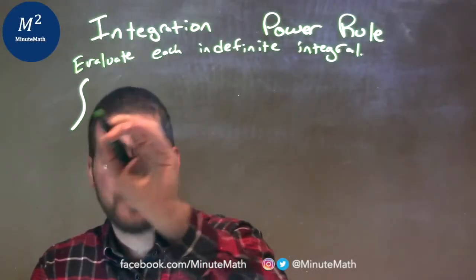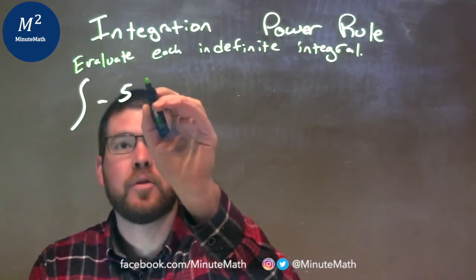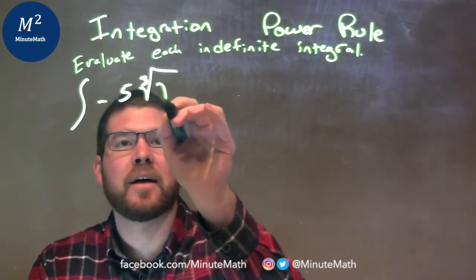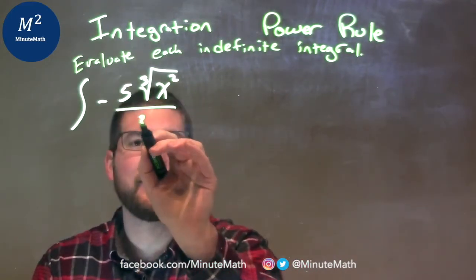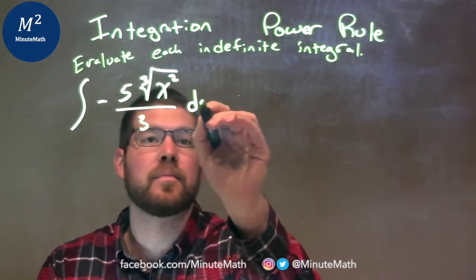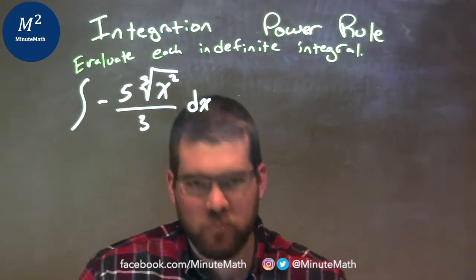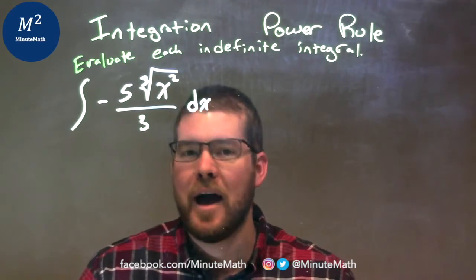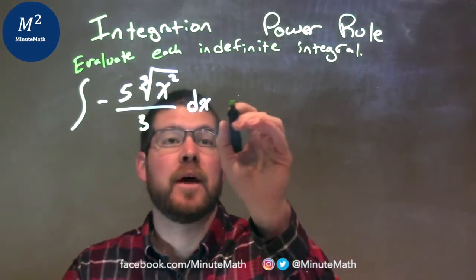I have the integral of a negative 5 third root of x squared over 3 dx. Well, the first thing I like to do here is I don't like roots when I'm taking an integral. I like to make everything into a fractional exponent. I find it easier, so I'm going to do that right here.